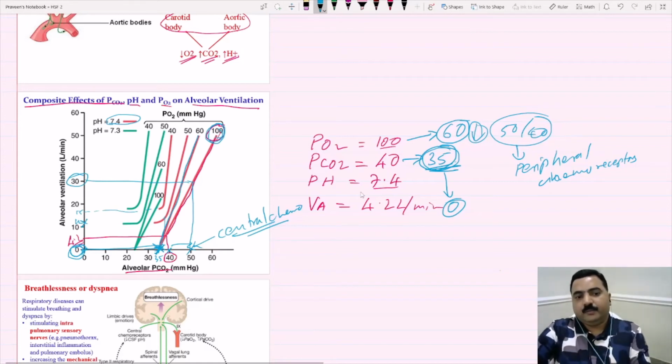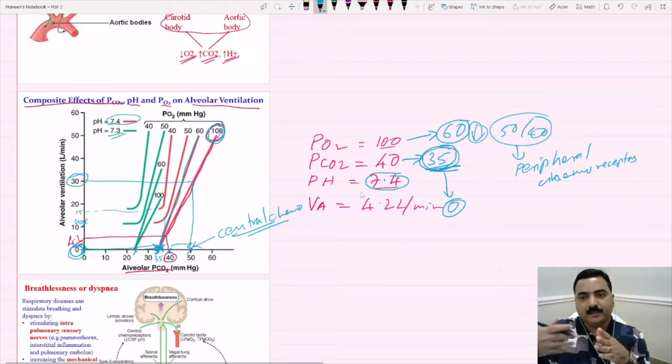Okay, but if the pH is falling, what happens? pH can actually stimulate your peripheral chemoreceptors. So you need to drop the carbon dioxide level so low, like around 25, in order to cause a zero ventilation. Only when it is that low can you get a zero ventilation, because the peripheral chemoreceptors are stimulated when the pH is falling from 7.4 to 7.3.